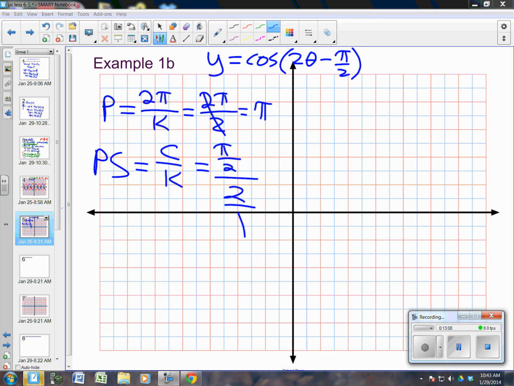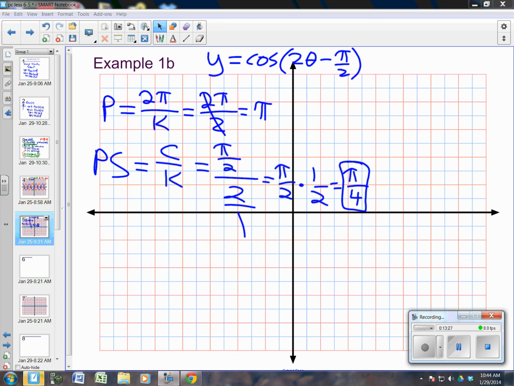Yeah, you think of 2 as 2 over 1. Remember, when you have a fraction divided by a fraction, you flip the bottom one over and you multiply. Pi times 1 is pi. 2 times 2 is 4. So now I have my phase shift as pi fourths, and my period is 2 pi.